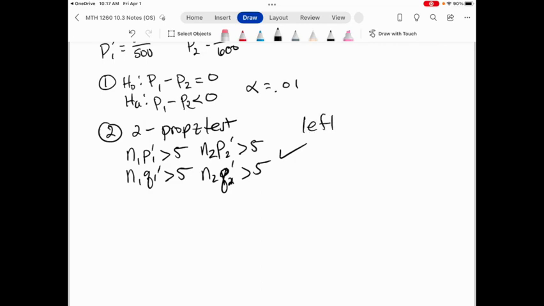This is going to be left-tailed again because we're checking to see if P1 minus P2 is less than 0. Now, when I put all the information on my calculator under 2-prop z-test, I'm going to get a test statistic of negative 1.896, and I'm going to get a p-value of 0.0289.